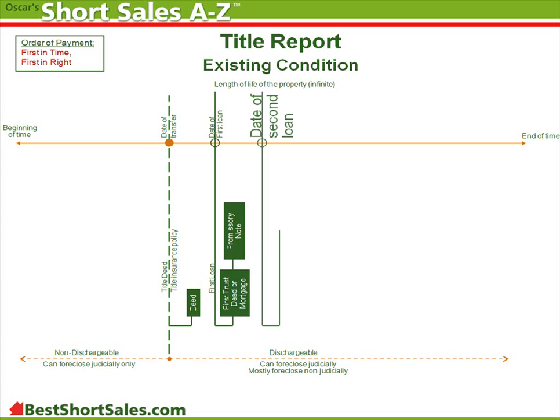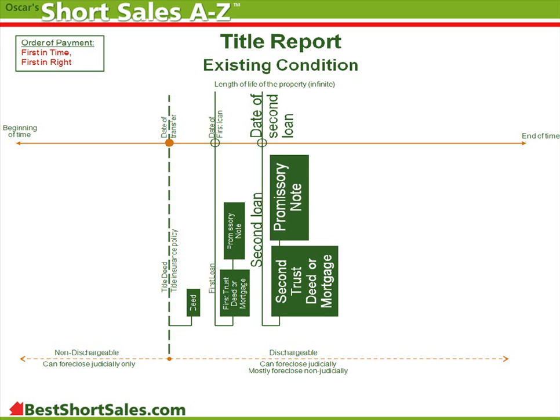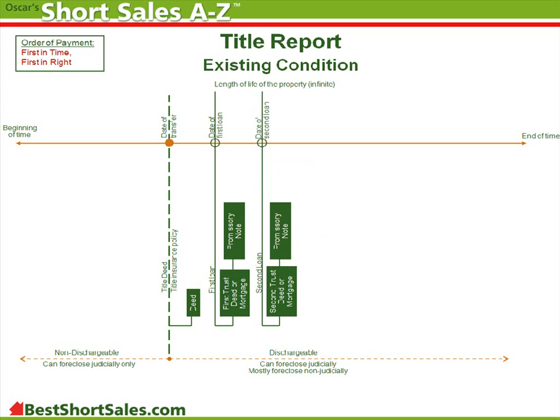Later, the homeowner obtains a second home loan. This is commonly referred to as a second mortgage. This loan is monetary debt secured by a second trust deed or a second mortgage and obligated through a second promissory note. The debt can also be a HELOC, home equity line of credit. The first two encumbrances are voluntary liens. The second loan is non-purchase money. It was not used to purchase the property.